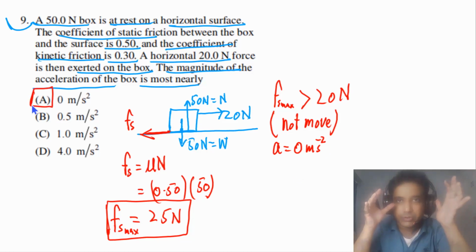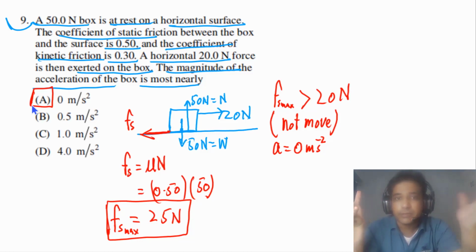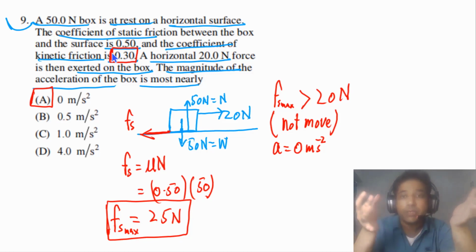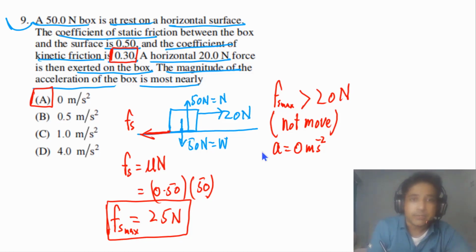So always check whether the block is moving or not. This is just a tricky question. You have to check whether the applied force is greater than the maximum value of friction, meaning the maximum value of static friction. If the applied force is greater, the block will move, the block will accelerate, it means there will be a resultant force, and then you can calculate acceleration using the coefficient of kinetic friction. But in this case, the block is not moving, so acceleration is equal to 0 meters per second squared.